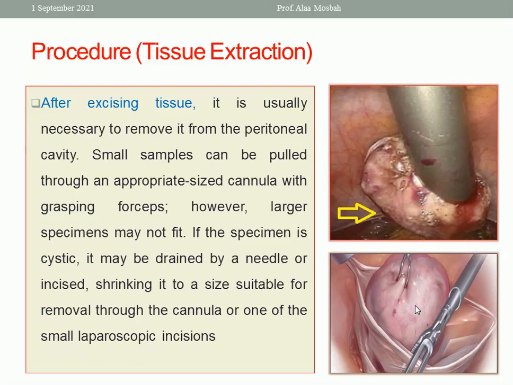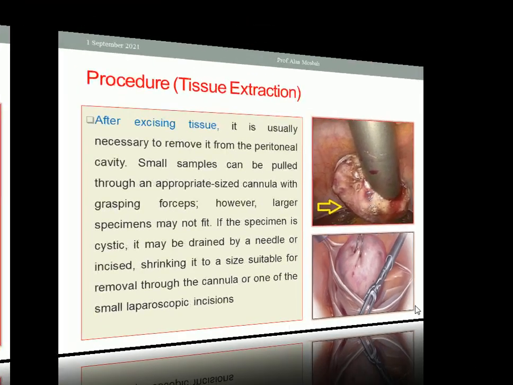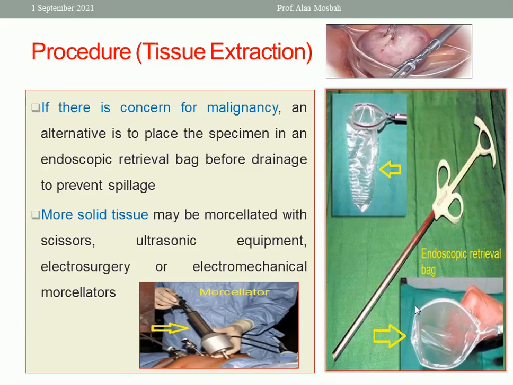To the size suitable for removal through a cannula or one of the small laparoscopic incisions. If there is concern of malignancy, an alternative is to place the specimen in an endoscopic retrieval bag, as this one. So I am afraid of spillage of the malignancy, so I put it inside this bag, which is well closed. More solid tissue may be morcellated with scissors or ultrasonic equipment, electrosurgery, or electromechanical morcellators. As in this picture, this is a morcellator. They cut the solid mass so I can remove it easily.